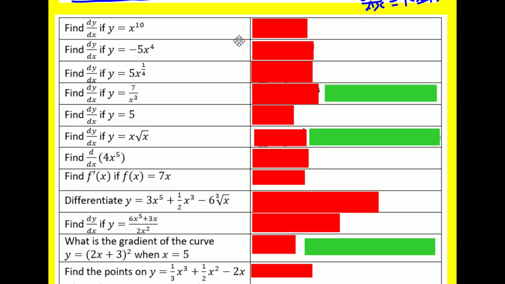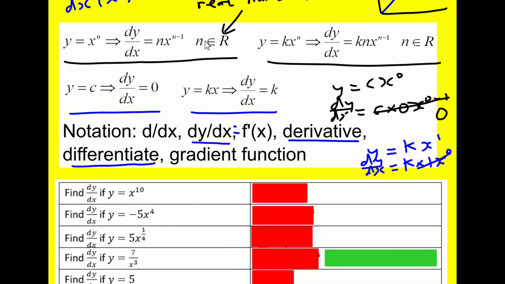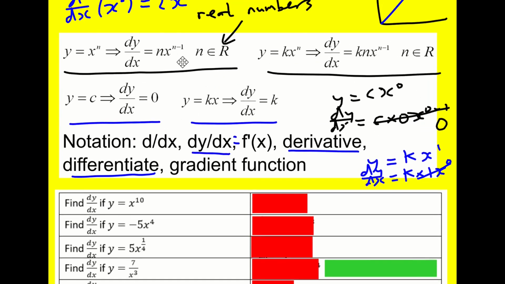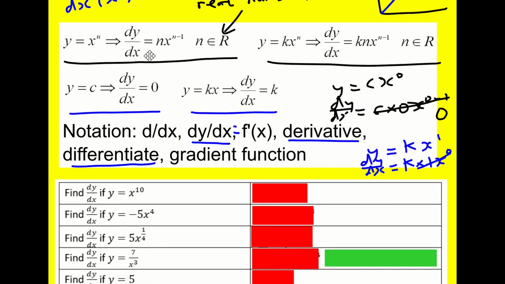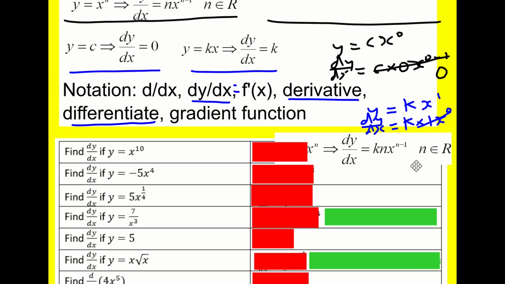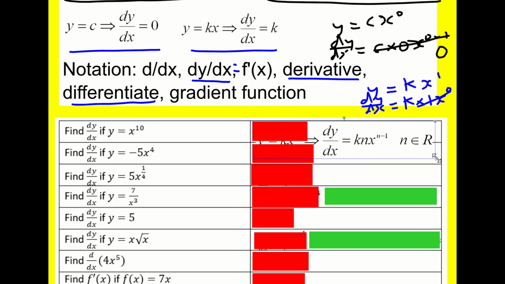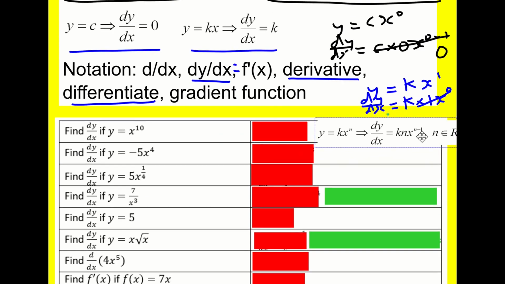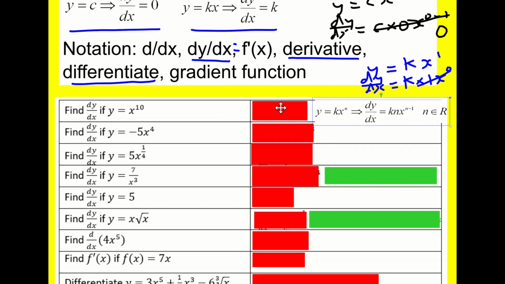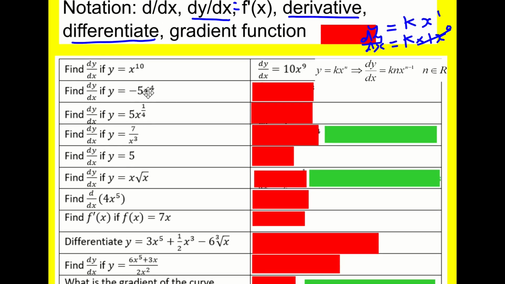Right, if we use the rule, and it's up here, but I'm going to just keep it in the back of my mind now. I'm timesing by the power and reducing the power. Actually, I'll bring it down just so I can keep referring to it. Right, now all we do is we times by the 10, we reduce that 10 power, and it becomes dy by dx is 10x to the 9. And that's it.